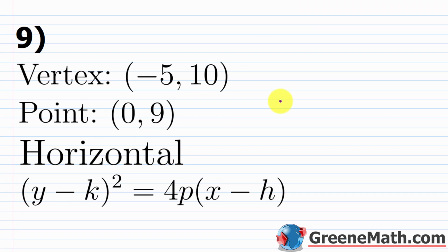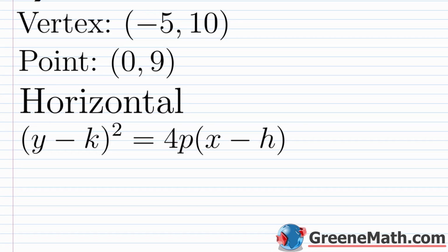All right, for problem 9, we are given a vertex which occurs at (-5, 10), and then a point on the parabola, which is (0, 9), and we're told that it's horizontal. So we're going to use this form right here. This is actually a lot easier. You just plug in pretty much everything and solve for p. So you don't have to go through and do any plotting on the coordinate plane or anything like that.